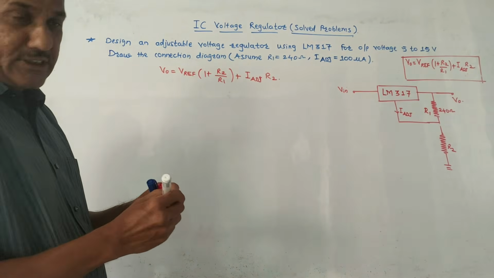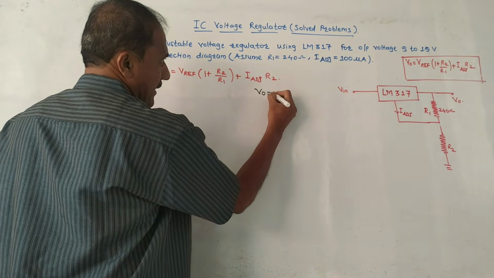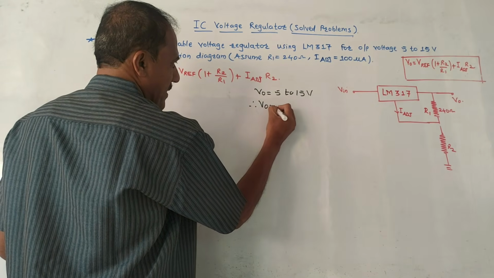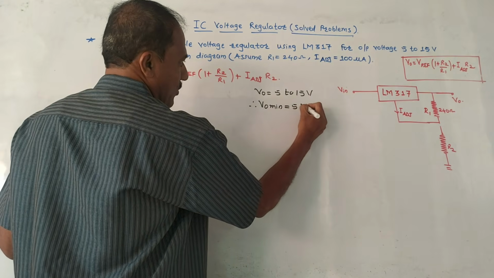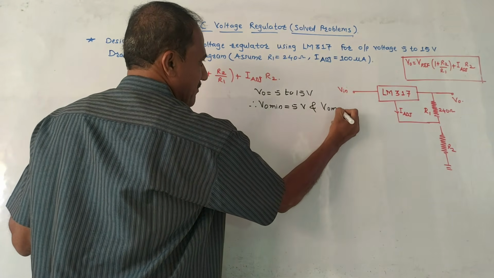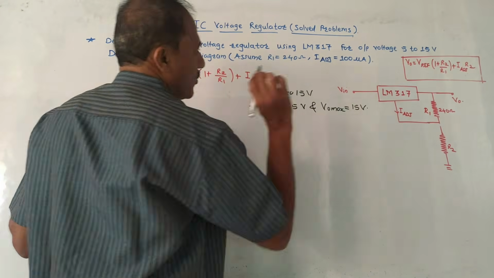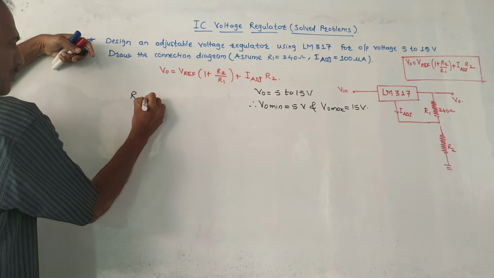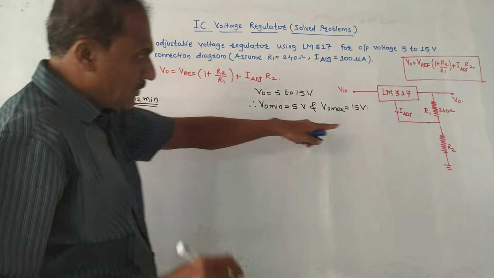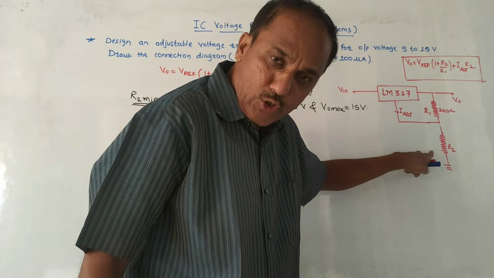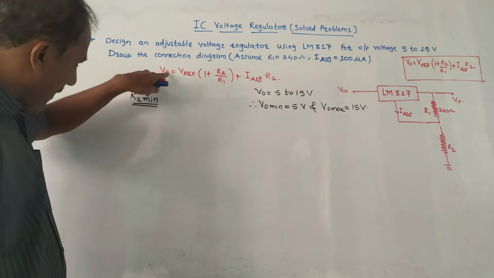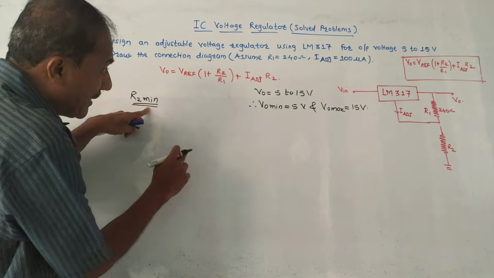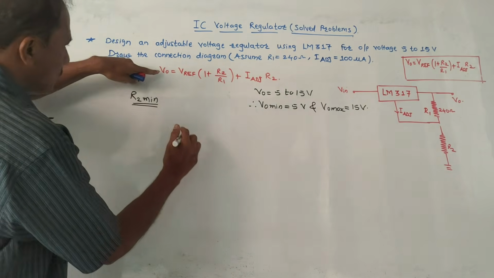Now we have to consider two conditions. Look, given output voltage is 5 to 15 volt. That means V0 minimum, that is minimum output voltage, is 5 volt, and V0 maximum, meaning maximum output voltage, is 15 volt. We have to make use of this formula. So first, calculation for R2 minimum. As I mentioned, R1 is already given in the question, we only have to calculate R2. So by using this formula I will be calculating R2. The first calculation is R2 minimum. For R2 minimum we have to use the value of V0 minimum. So this is the formula.